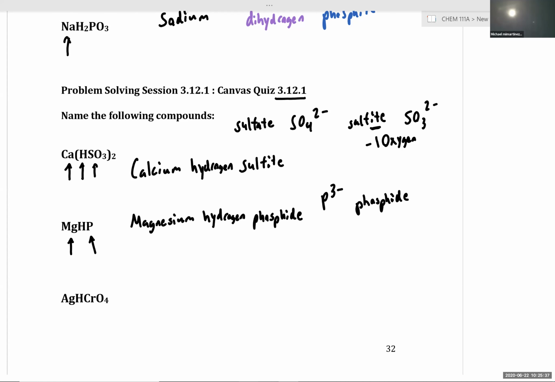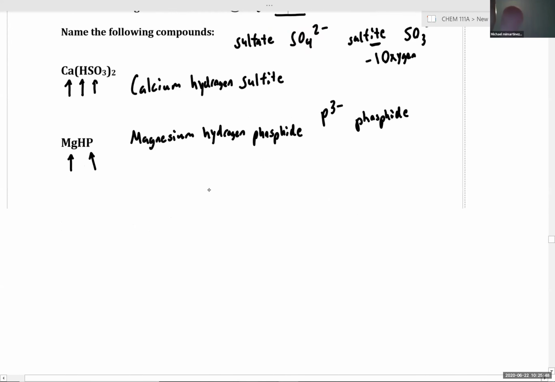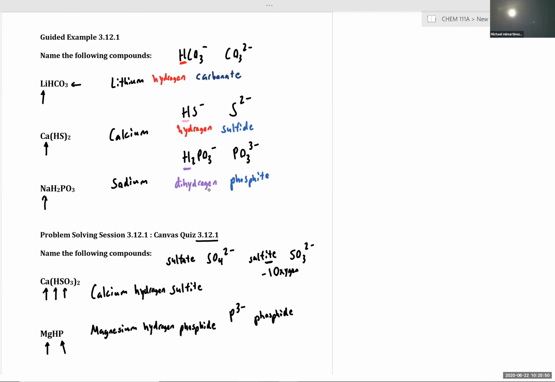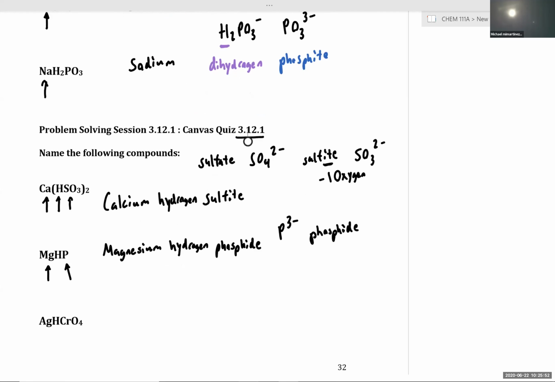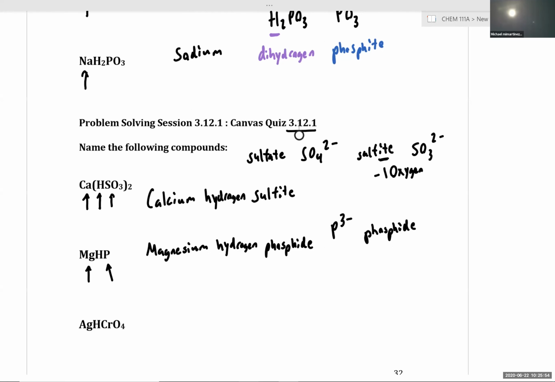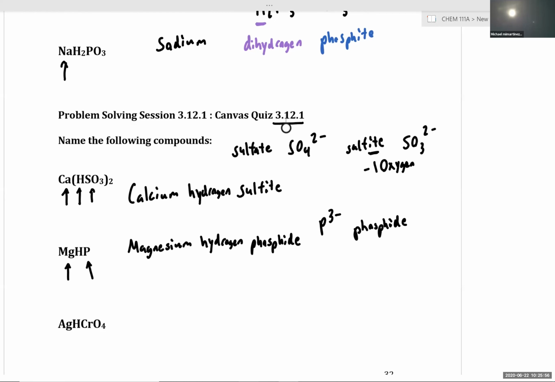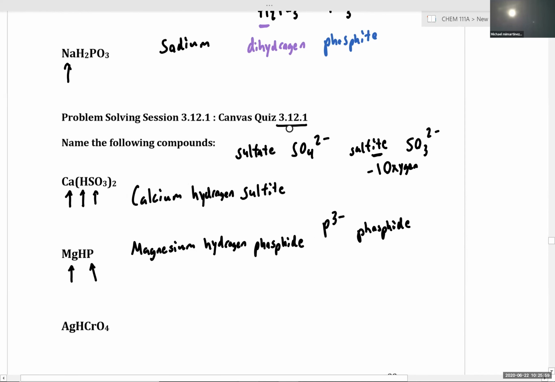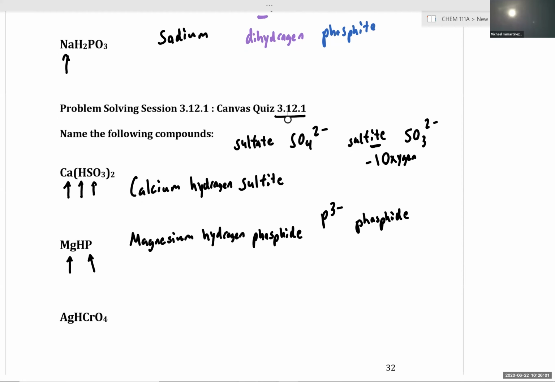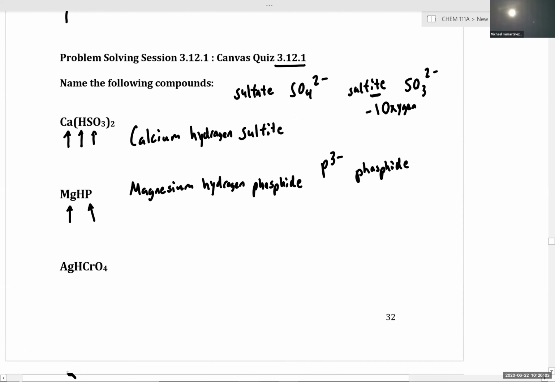Perfect. So let's continue on now and let's look at the next compound. In this case, let's look first at our metal cation. Just one moment. Let's zoom in on our metal cation. Okay, so our metal cation in this case is Ag, which corresponds to silver.